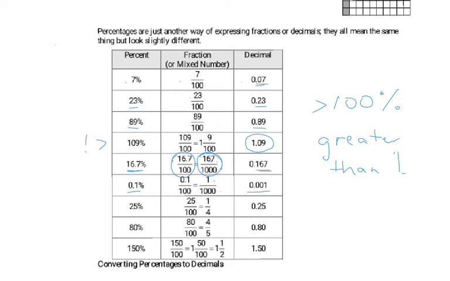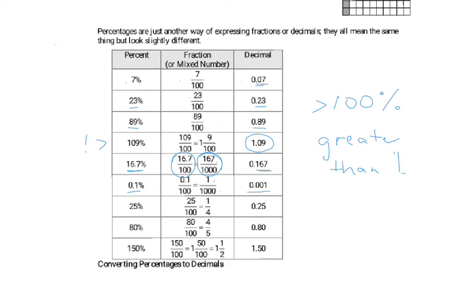25% is the same as 25 100ths, which can be reduced to 1/4, which gives us the 0.25. Sometimes it's easier to go from a percent first to the decimal and then to the fraction, and it's up to you which order you want to do the conversions in. Sometimes it's easiest to do one first and then the other one, and you can make your choice as to which one you want to do.